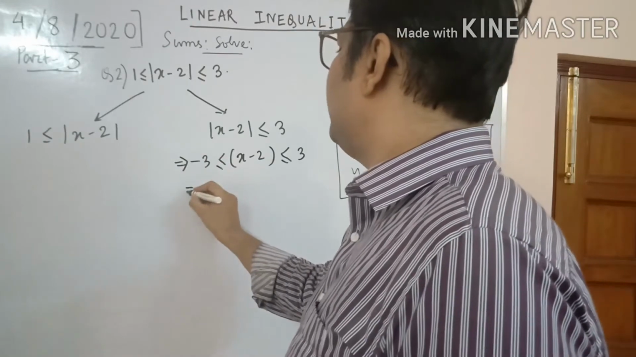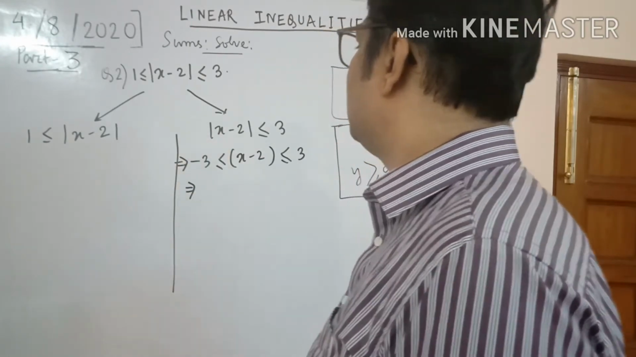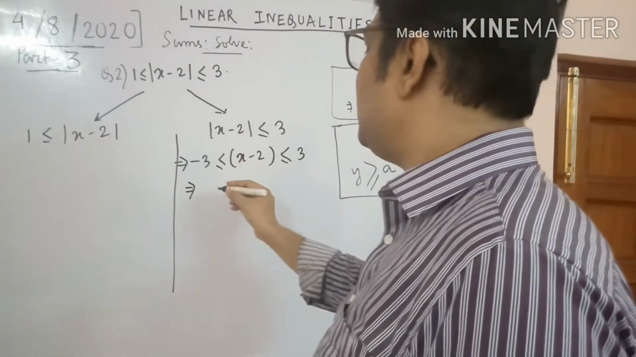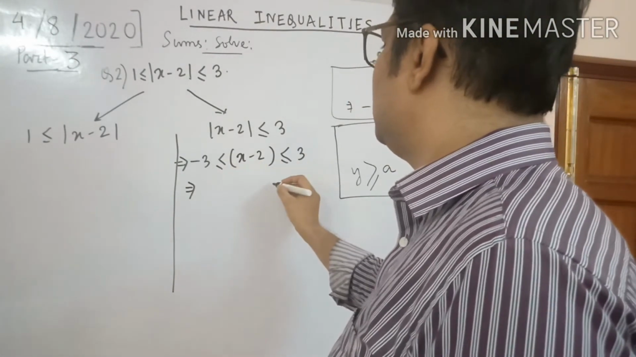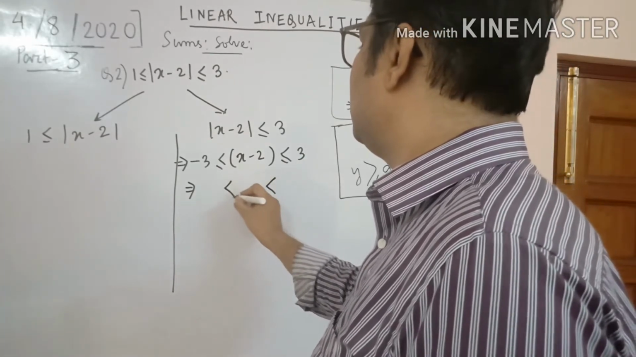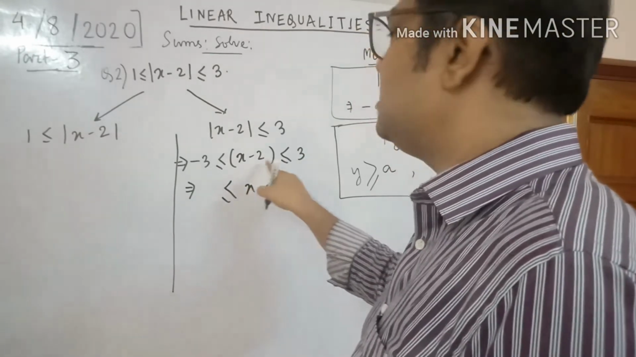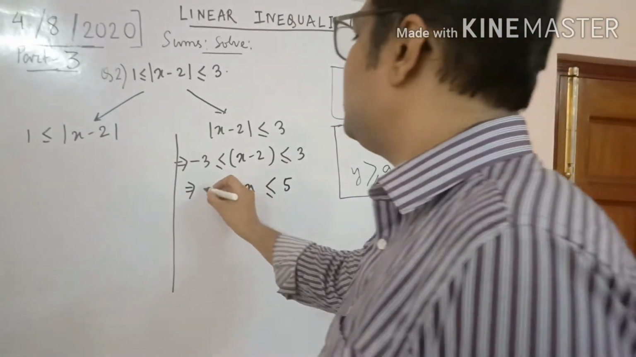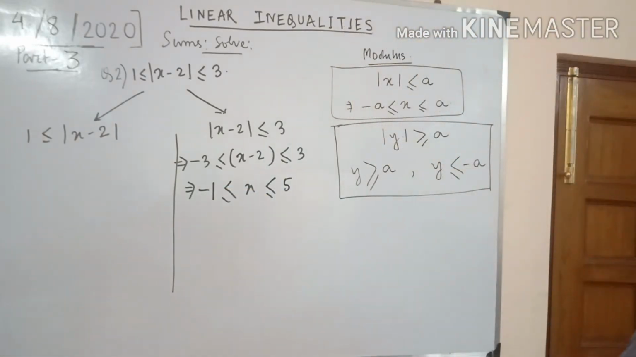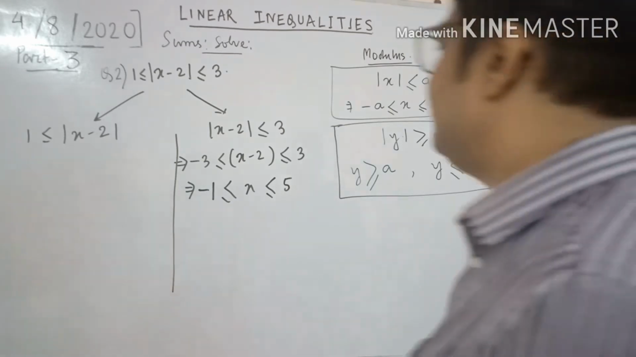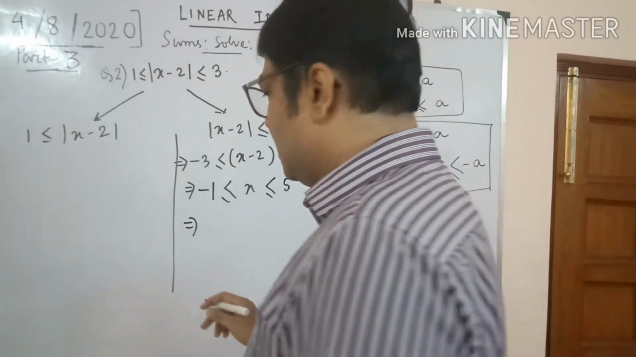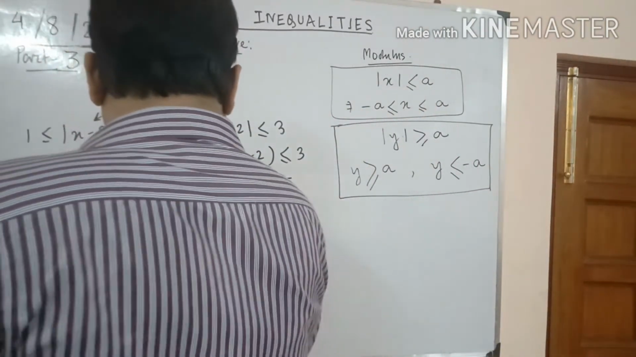So when you do it, you add plus 2 to all these things. Plus 2 means only x. If I add plus 2, I will get a 5. If I add plus 2 on the other side, I get a minus 1. So x is between minus 1 and 5. So let it be. Now let us consider this one.